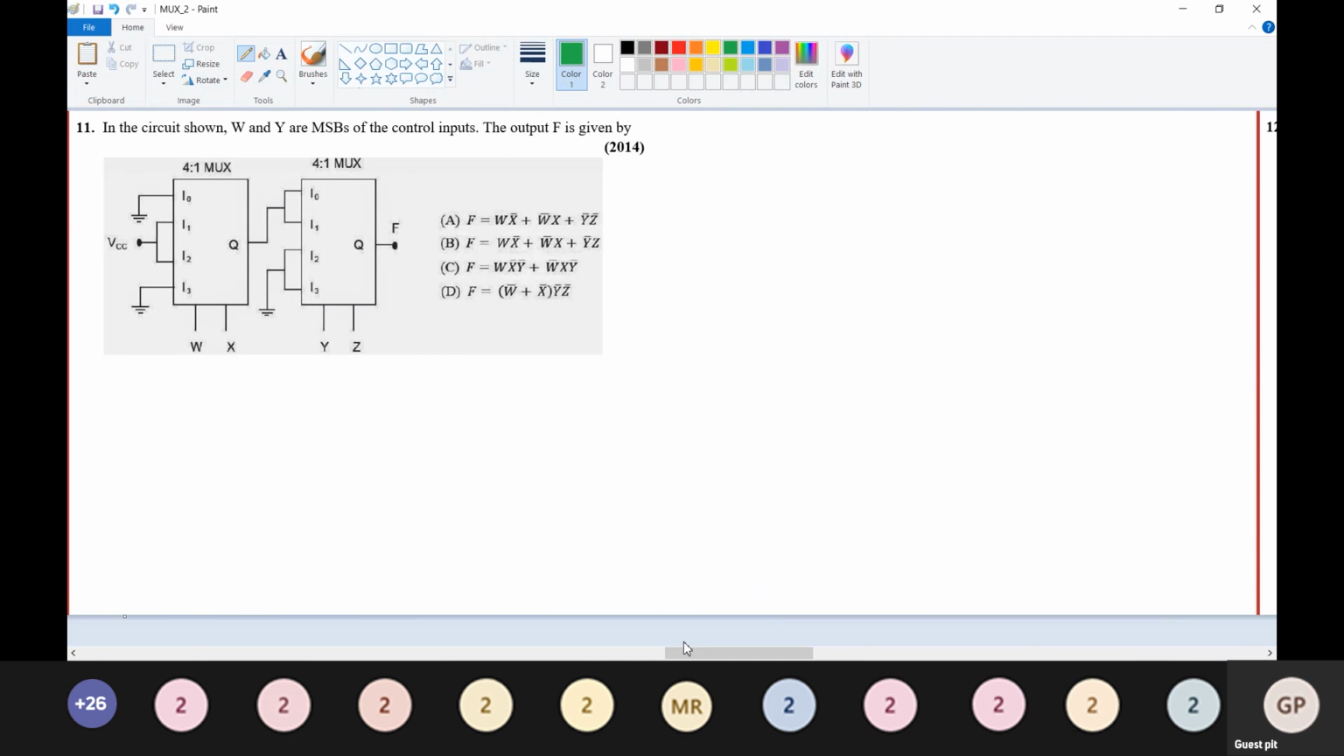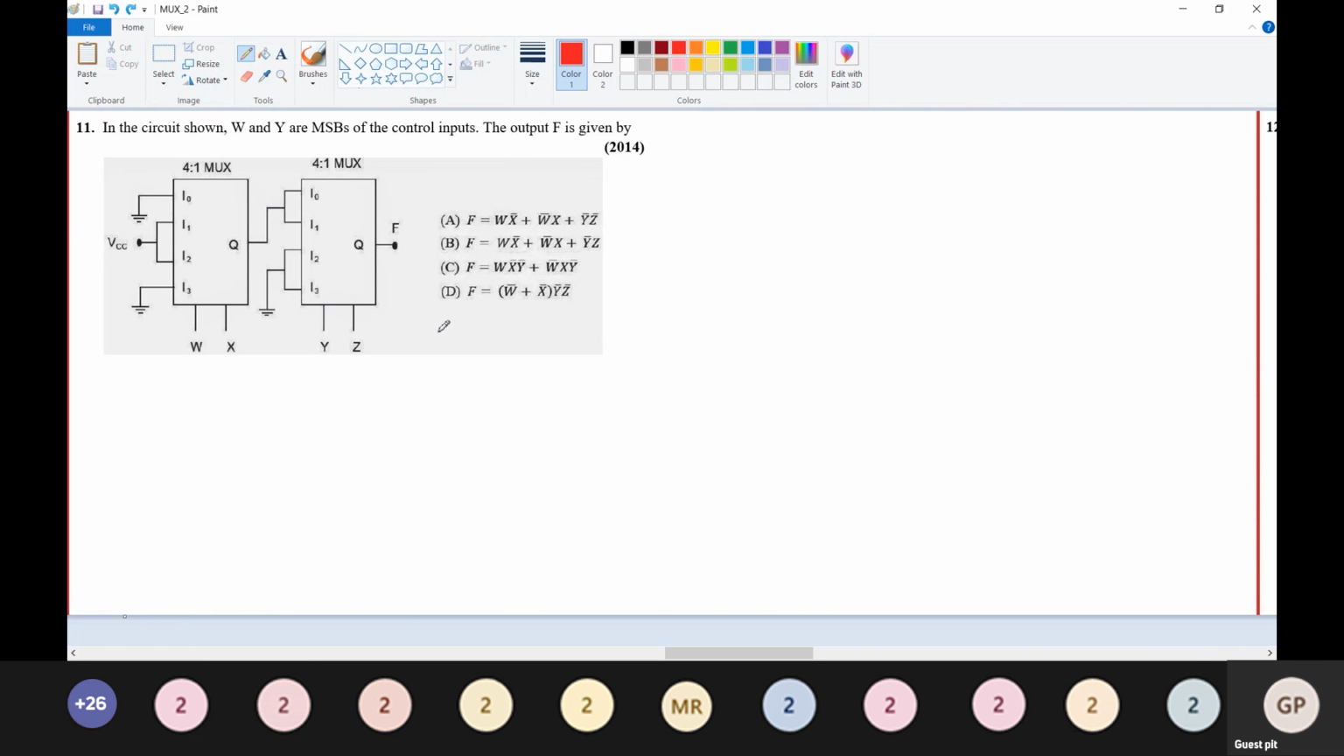So now, in the circuit shown, W and Y are the MSBs of the control input. The output F is given by. Here you have two 4:1 muxes, and you have to find the Boolean expression for the given logic diagram. Similarly, we'll solve it like the previous problem.